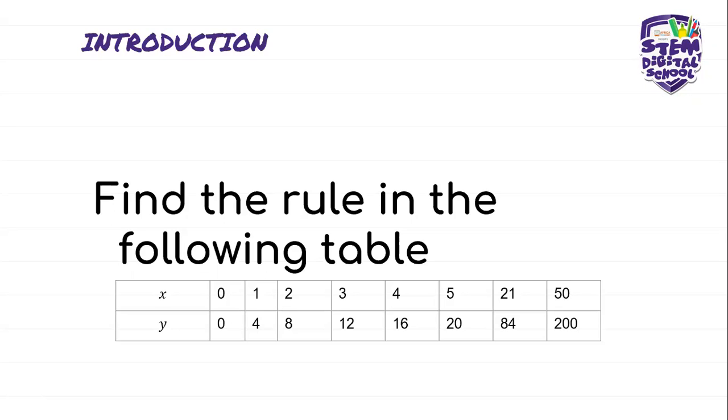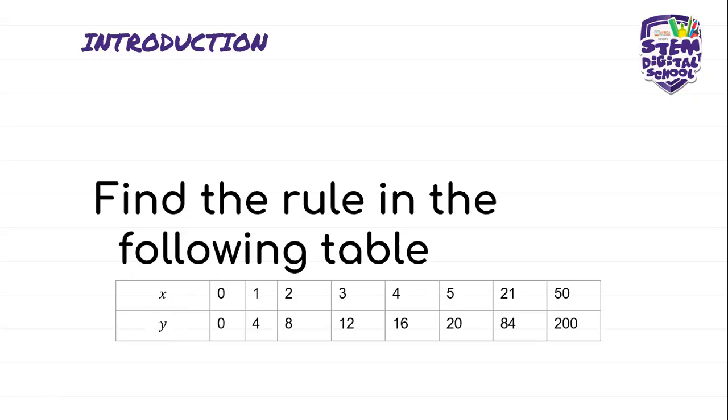So you can see that in our table here, we have X values and Y values. So the X values here are 0, 1, 2, right up to 50, followed by the Y values, which also move from 0 to 200.